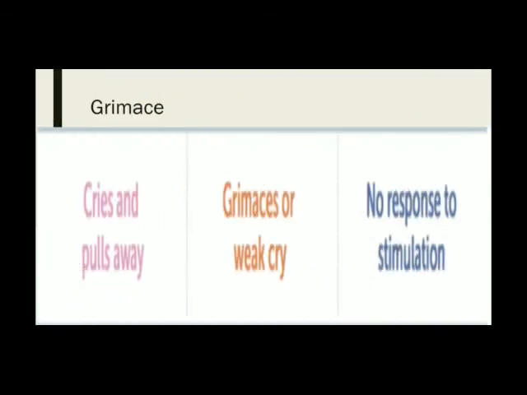Now coming to the grimace. In grimace, if the baby cries or pulls away, then it means that the baby is very active. Okay, and we will give score 2.